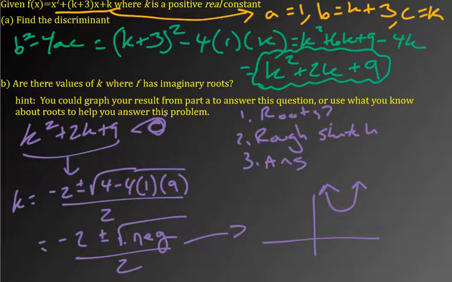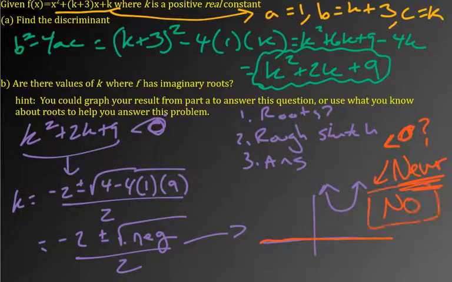But we wanted to know, when is it less than 0, right? And here's my 0. So when is this thing less than 0? That's the question, when is it less than 0? And never. So the question, are there values of k where f has imaginary roots?